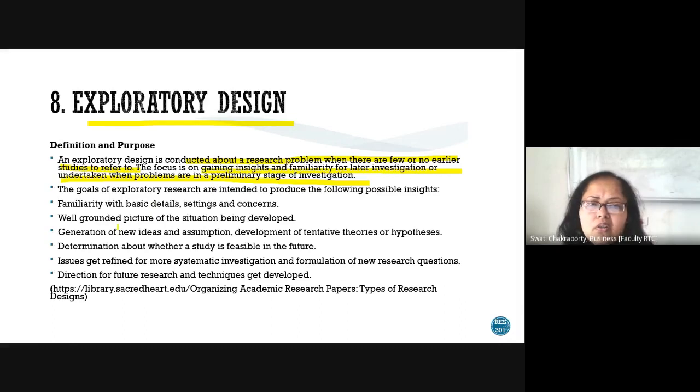So the goals of exploratory design are to become familiar with the basic details, settings, and concerns, have a well grounded picture of the situation being developed, generation of new ideas and assumptions, development of tentative theories and hypotheses, determination about whether a theory is feasible in the future. Issues get refined for more systematic investigation and formulation of new research problems or research questions, new research questions that come up. And it also provides direction for future research and techniques get developed.